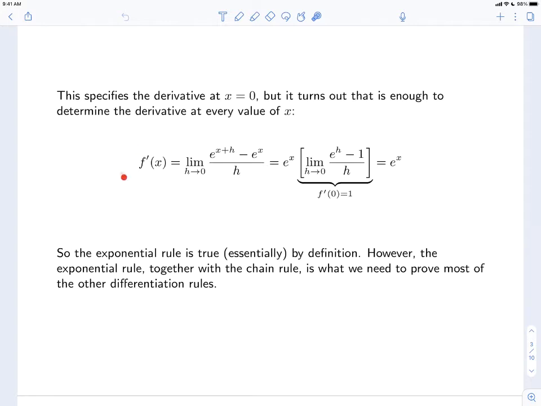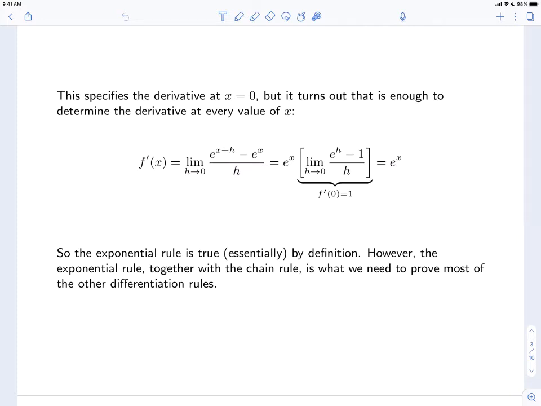F prime, the derivative of f with respect to x, is equal to the limit as h goes to 0 of a difference quotient, which is e to the x plus h minus e to the x divided by h. If you factor out this e to the x, which doesn't depend on h, which is why we're able to take it out of the limit, then you're left with an e to the x outside of the limit times another difference quotient, which is e to the h minus 1 over h. But this is exactly f prime of 0, which we assumed was 1. So that means we have e to the x times 1, which is just e to the x. So the exponential rule is true essentially by definition.